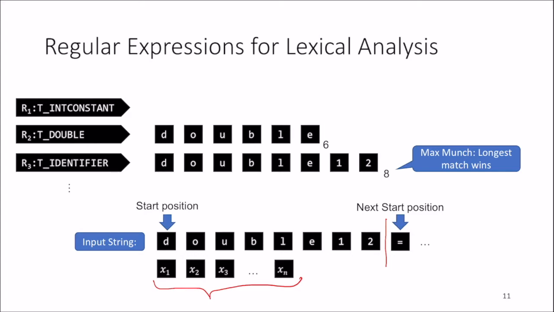So we're repeatedly taking the longest match that we can get for each token, and then we start from the next position and do the matching again and get the next token. So as a result, here we would get a token stream, right, for the first token and the next token and the next token until we are done reading the program string.